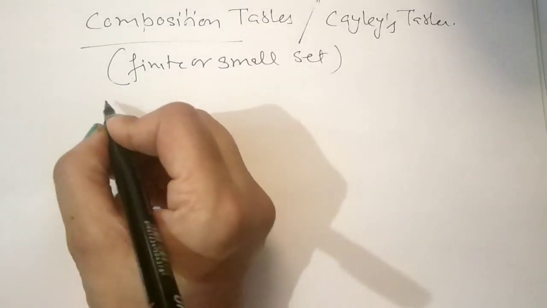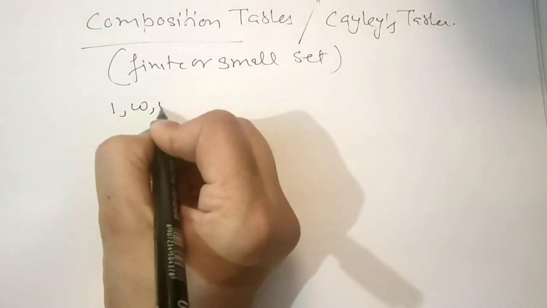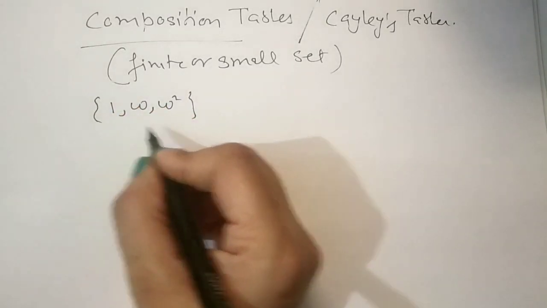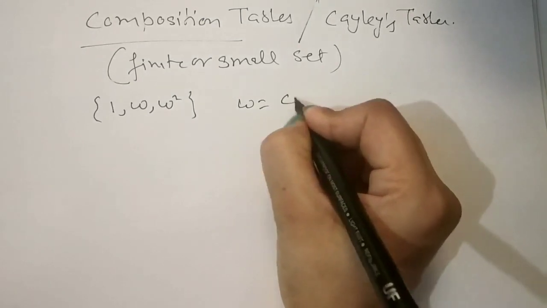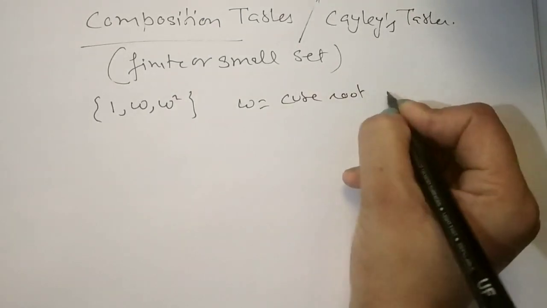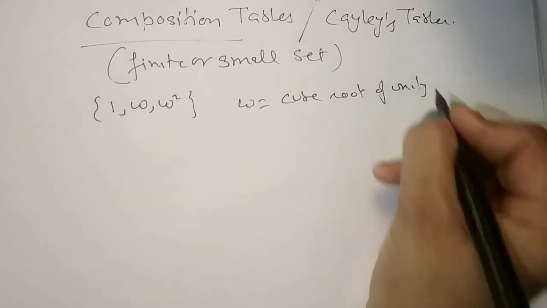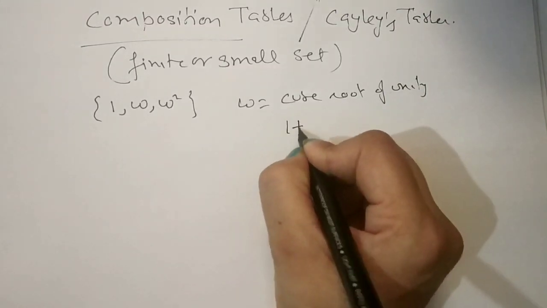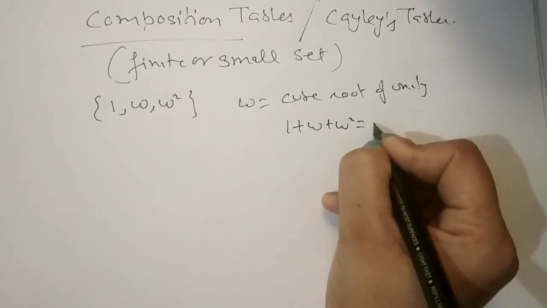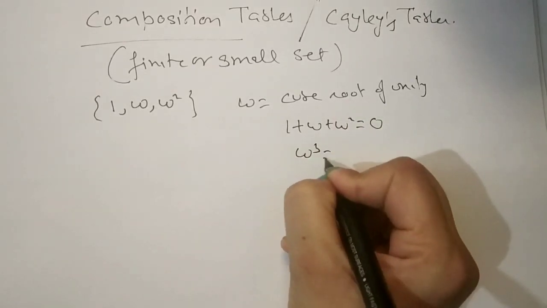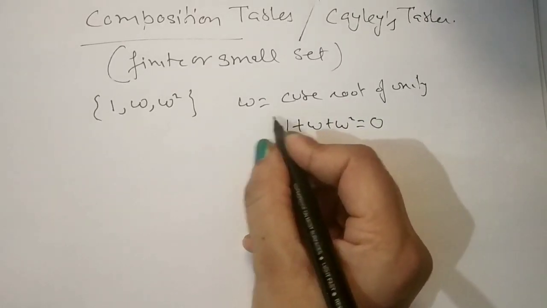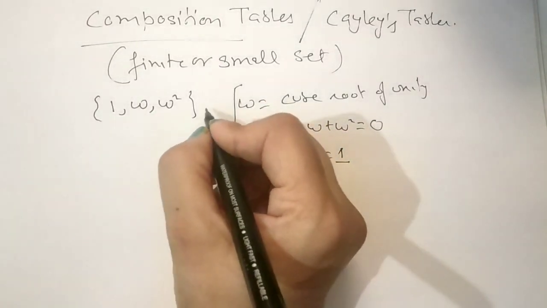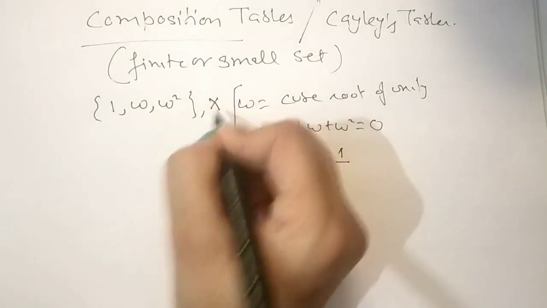Let us start with this set 1, omega, omega square. This is our set. What is omega? Omega is a cube root of unity, right? And we have some properties of omega, that is 1 plus omega plus omega square is 0 and omega cube is 1. So these are the properties that we have done in lower classes. Now this is our set. We have to consider this under the operation of multiplication.